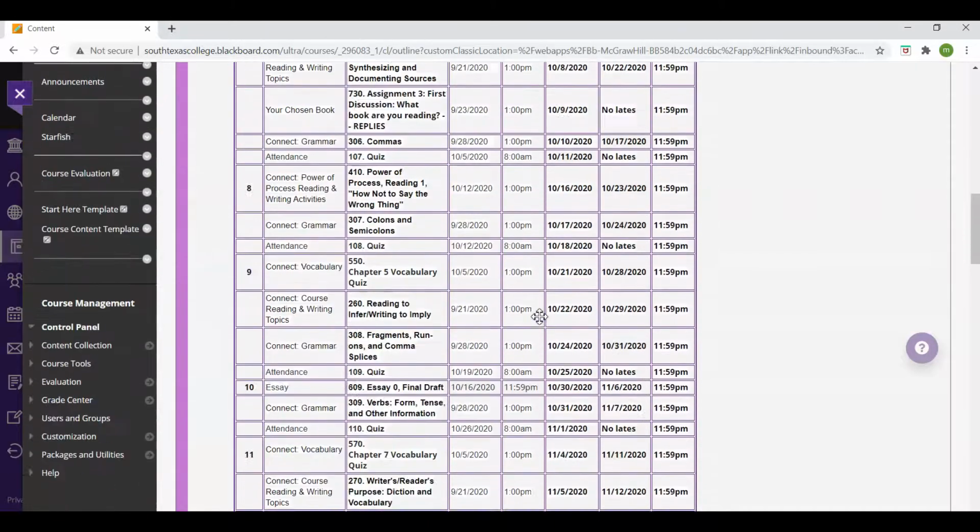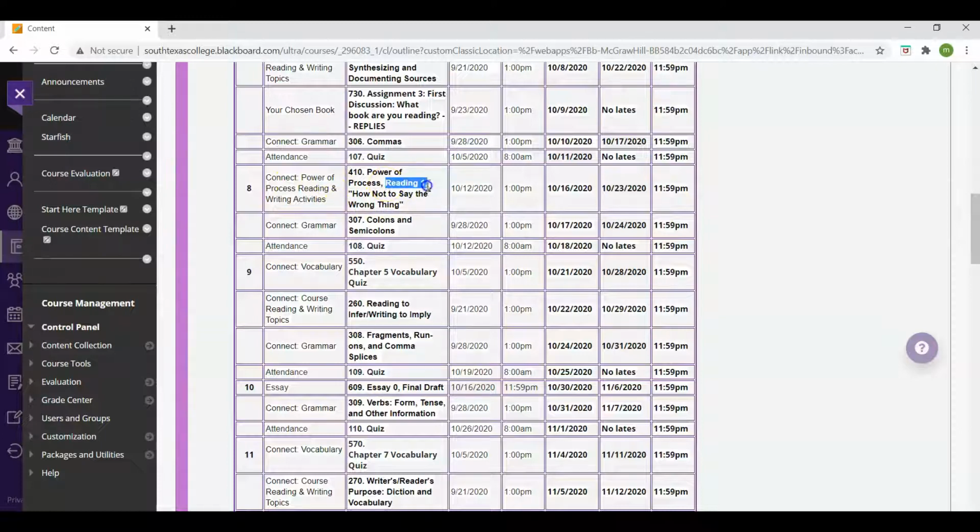Now for week 8, there are not that many things going on. You do have a grammar assignment, and notice there is no vocabulary assignment, not this week. And there isn't one of those course reading and writing topics assignments either. This is the first week that there isn't one due on time. But there is a new type of assignment, which is the Connect Power of Process Reading and Writing Activities assignment.